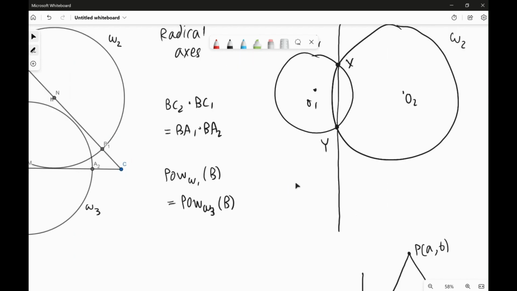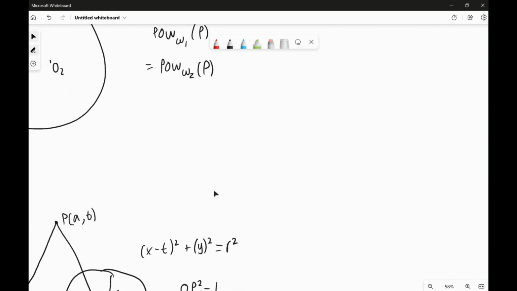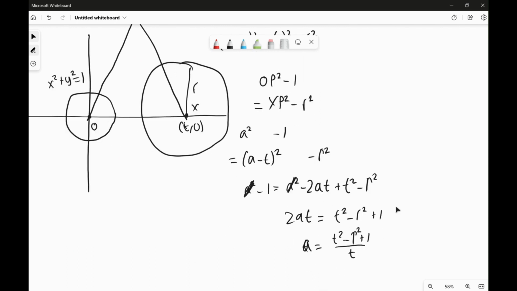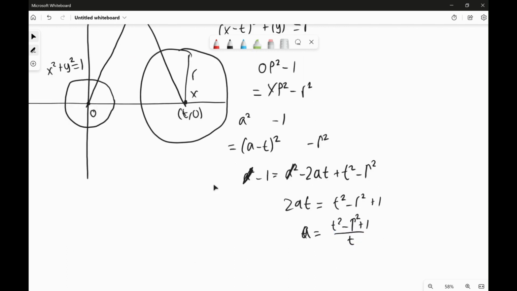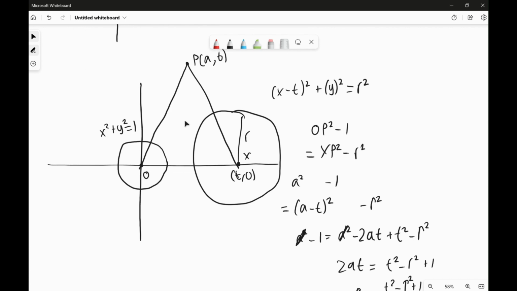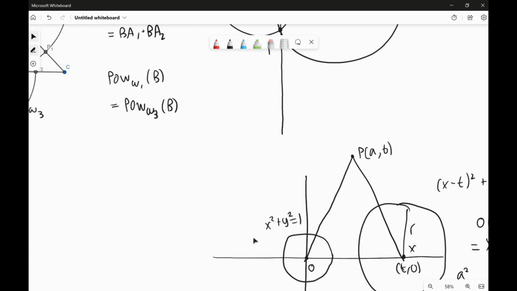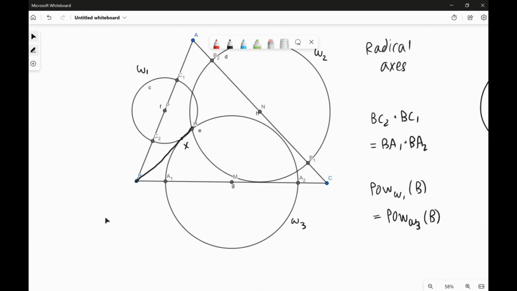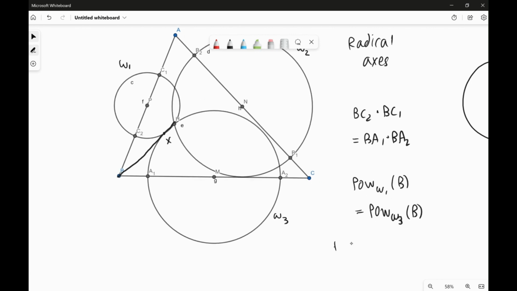Well, by the radical axis fact that we noted earlier, the radical axis is actually perpendicular to the line connecting the two centers. So that means that HX is perpendicular to MP. However, we know by midpoints that MP is parallel to AC. So that implies that HX is perpendicular to AC.